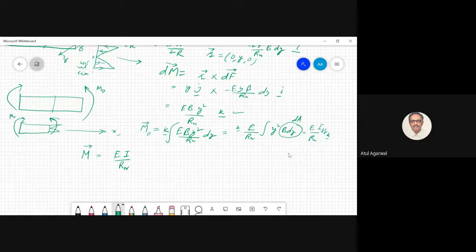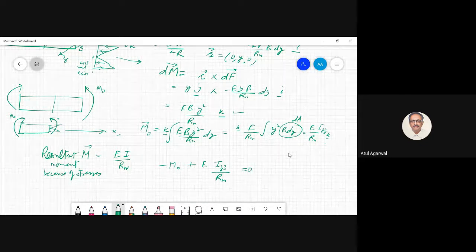So these stresses are creating a moment called M, which you can call a resultant moment, because of the stresses. So these moments are countering this external moment. You see this external moment is clockwise, so minus M naught, and this moment that you have calculated is counterclockwise, plus EIzz by Rn. This has to be equal to 0 for the beam to be in equilibrium.